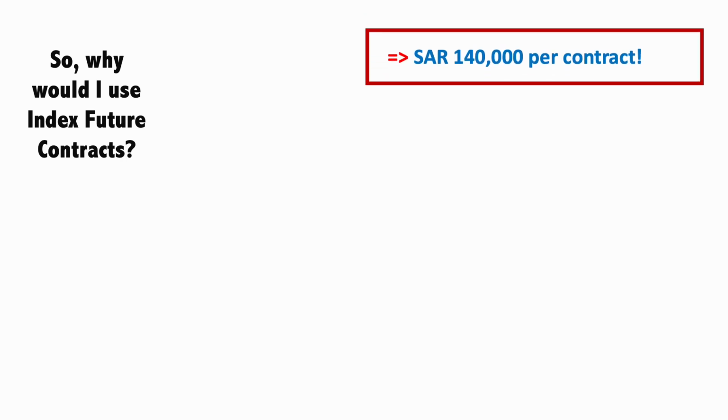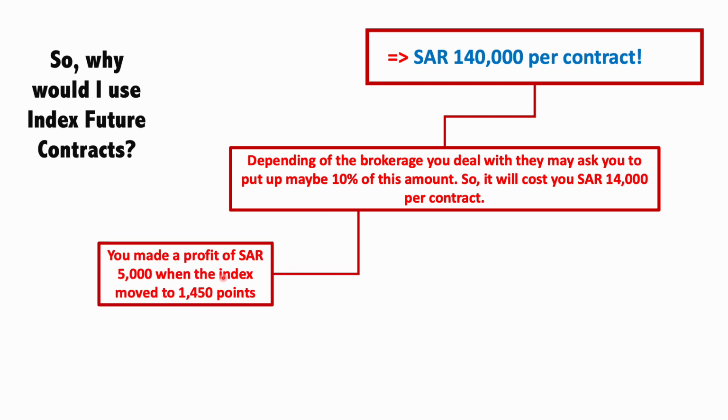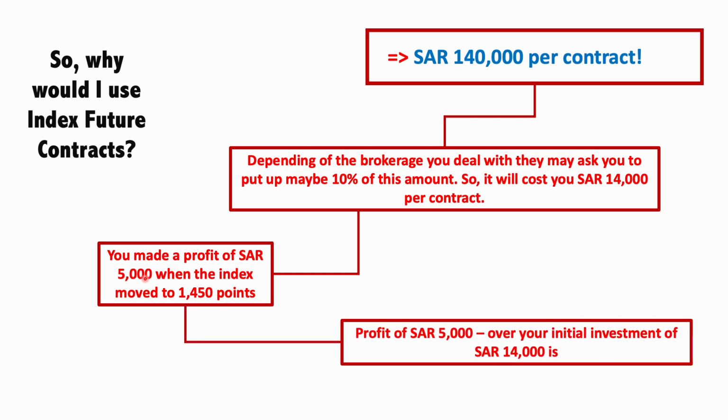Okay. Another question comes. So why would I need to use an index futures contract? Very simple question. When you bought the contract, it cost you 140,000 riyals, out of which you only paid 14,000, 10% your initial margin. Now the market has moved up to 1450 points, meaning that you are positive in the green of 5,000 riyals profit. Your profit is 5,000 riyals, and over your initial investment, your rate of return is 35% on the investment that you paid for each contract.